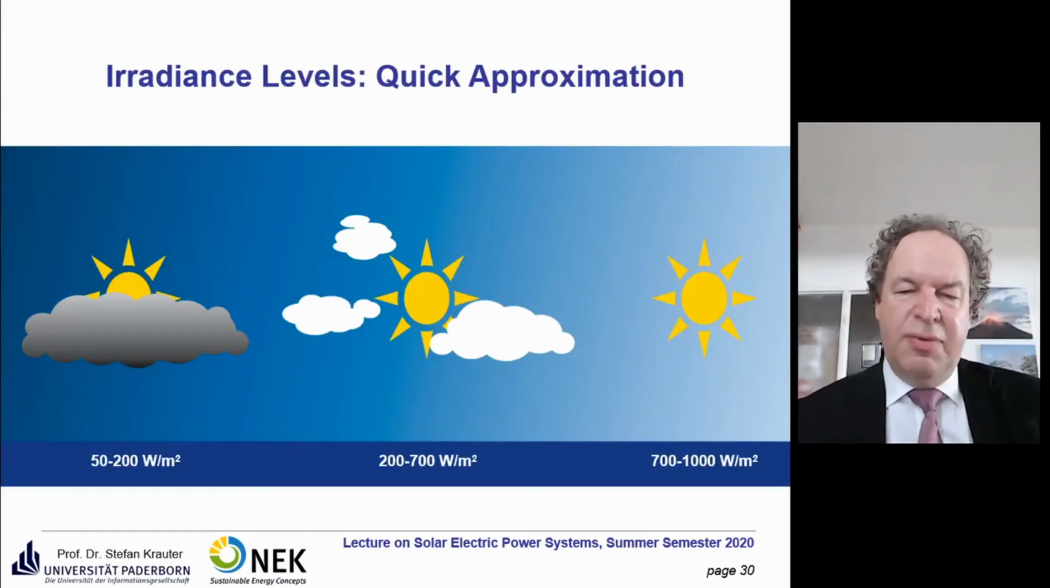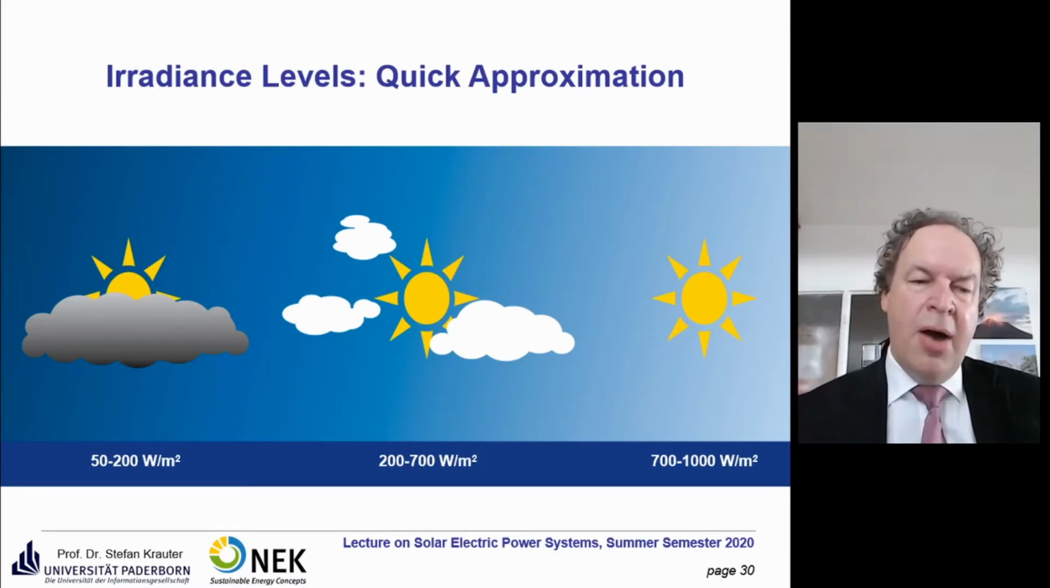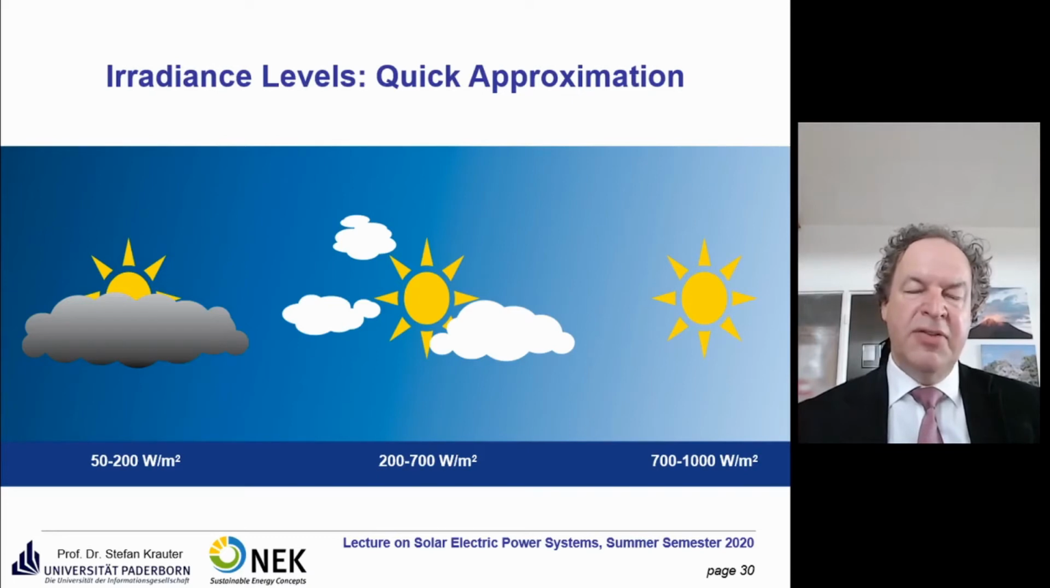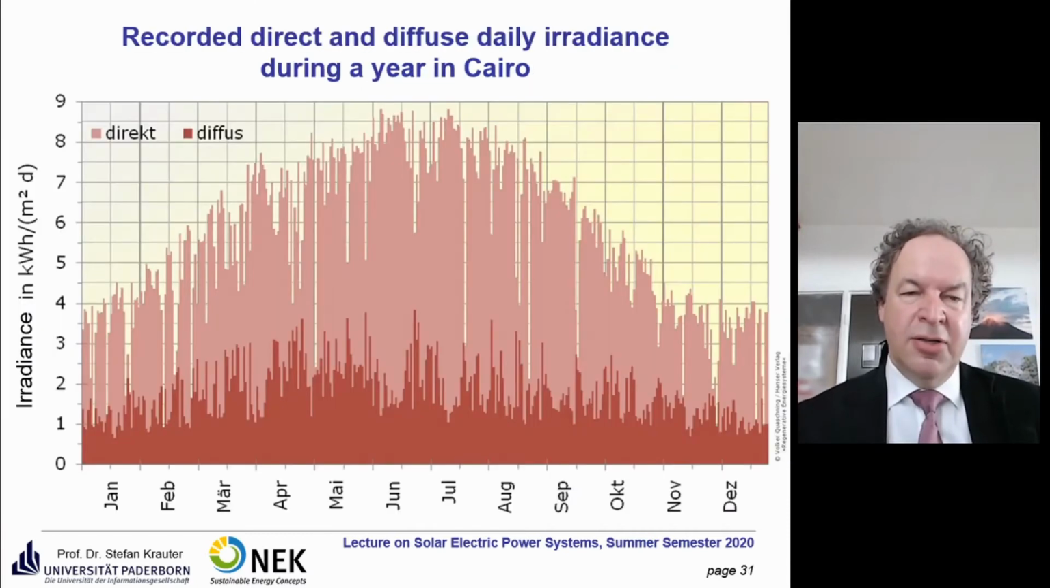If you want a quick estimation of the irradiance level, look outside. If there are dark clouds, the irradiance is in the vicinity of 50 to 200 watt per square meter. If you have light clouds, it's 200 to 700 watt per square meter. If it's really light without any clouds, it's in the vicinity of 700 to 1000 watt per square meter. So that's a very quick approximation. If you want to do it more exactly, I'll talk about the different measuring instruments in a minute.